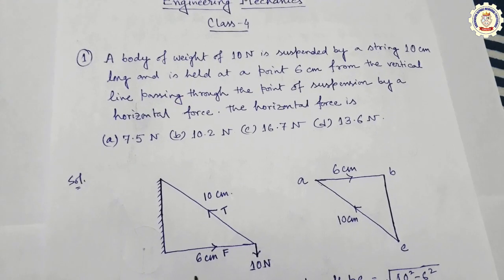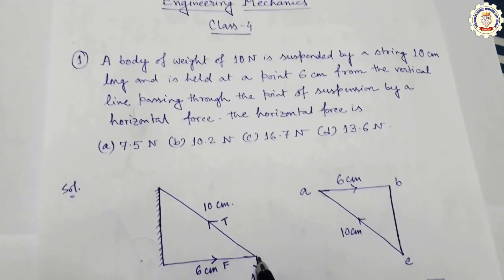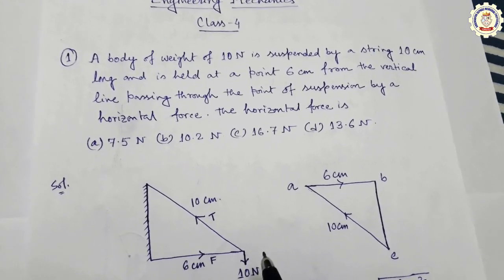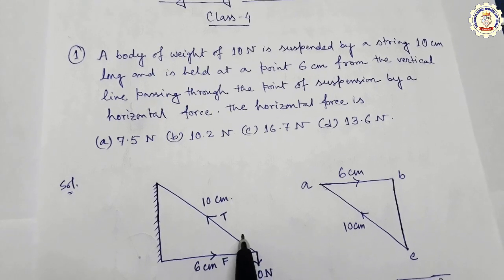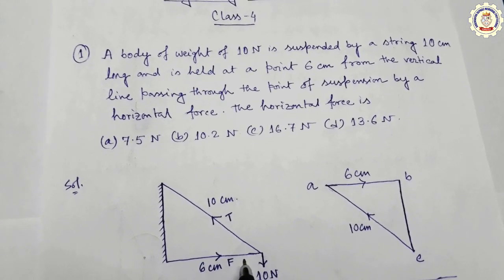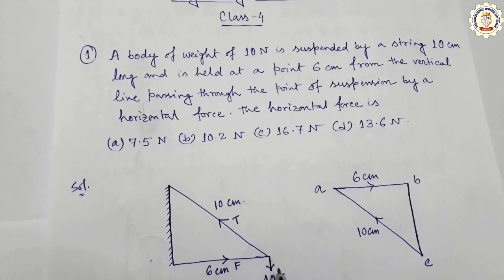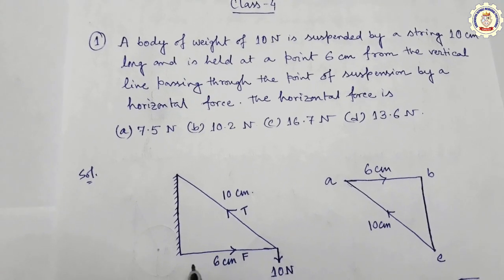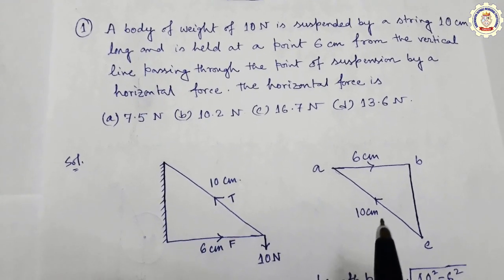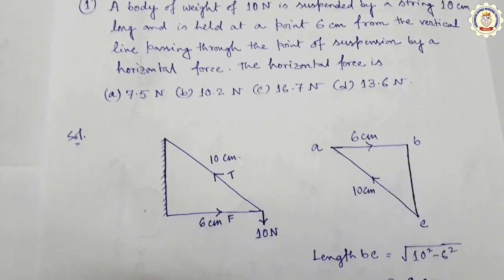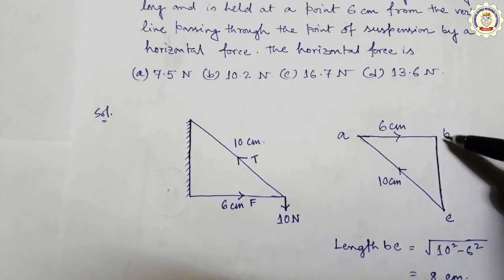If you simplify the diagram, you can draw a free body diagram from this main diagram. So a body of weight 10 Newton, that is the 10 Newton, is suspended by a string 10 centimeter long, that is the string 10 centimeter long, and is held at a point 6 centimeter from the vertical line. That is the vertical line, and 6 centimeter from this vertical line, passing through the point of suspension by a horizontal force. So this is the horizontal force. We have to find out the value of this horizontal force. So this is the free body diagram, and from this free body diagram we can find out the value of BC.